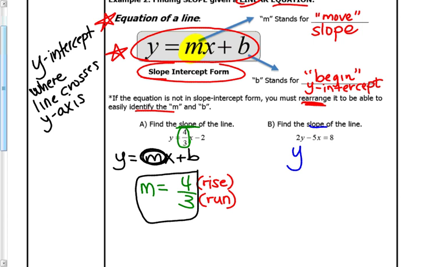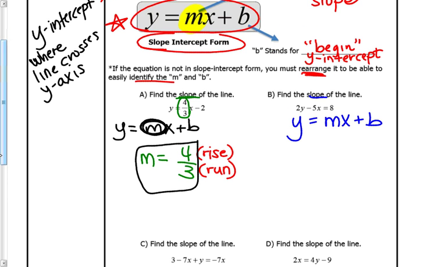Now, is the 2y minus 5x equals 8 written in this format, where the y is by itself, and then on the other side we have the x and the number? And it's not, right? It's not written that way. So what we need to do is actually rearrange this. To get y alone, I need to solve for y. And that's what you have been learning before.